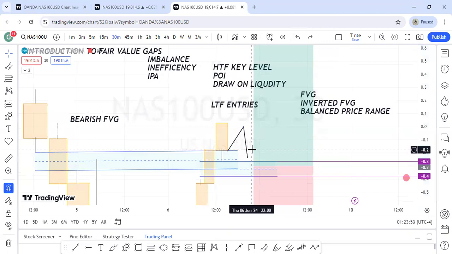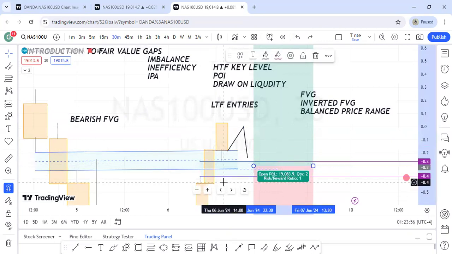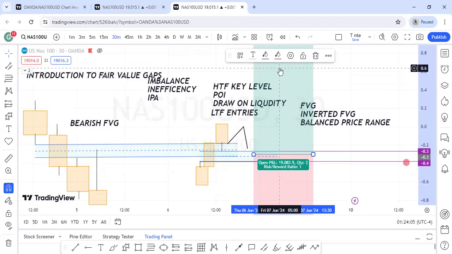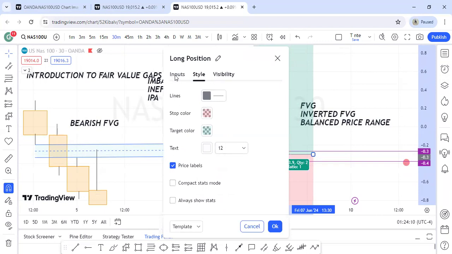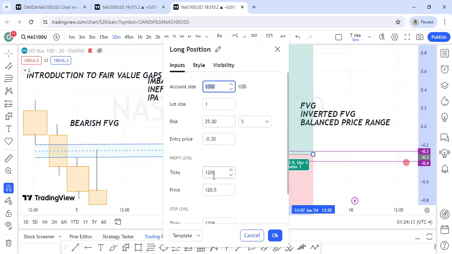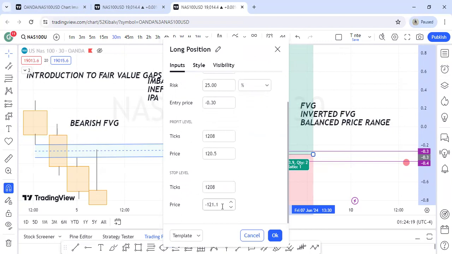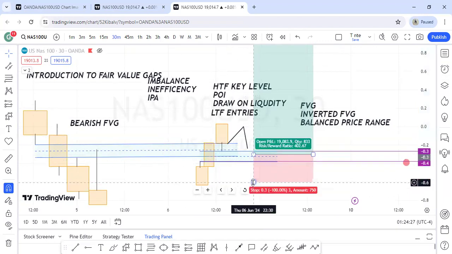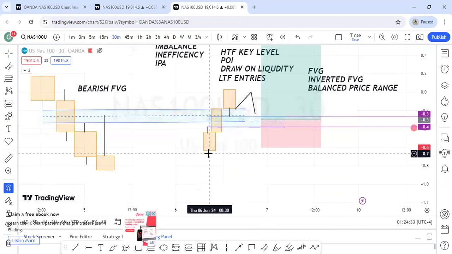So you can put your entry there, and then maybe just to be conservative, you can put your stop loss below this low. All right, minus 0.6. You can just put your stop loss just below the low of the fair value gap, which is somewhere around there. So you can put your stop loss below the low of this candle.